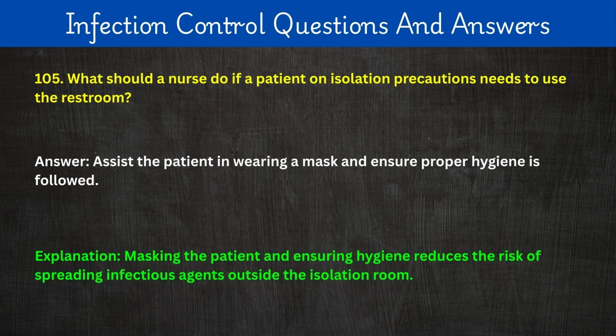105. What should a nurse do if a patient on isolation precautions needs to use the restroom? Answer: assist the patient in wearing a mask and ensure proper hygiene is followed. Explanation: masking the patient and ensuring hygiene reduces the risk of spreading infectious agents outside the isolation room.